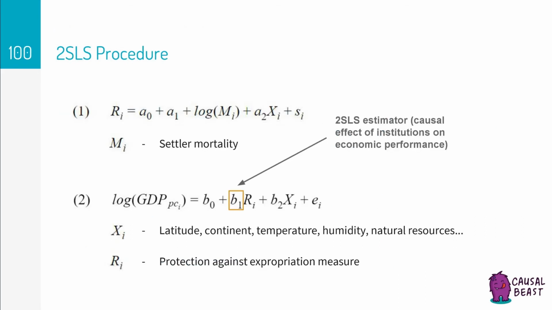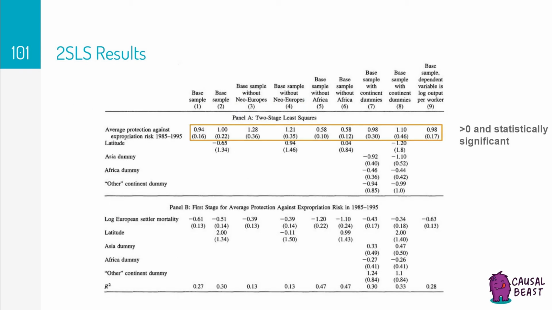After explaining the legitimacy of the instrument, the researchers use a two-stage least squares regression to find the causal effect of institutions on economic development. Note that the authors use a variable called the average protection against expropriation risk as a proxy for institutional quality, and the GDP as a proxy for economic development. This is the results table from the two-stage least squares regression. In panel B, the bottom area of the table, we can see the results from the first stage regression. The main finding in panel B is that the coefficient on settler mortality is -0.61, indicating a negative relationship that we had intuited before when discussing whether the relevance assumption holds.